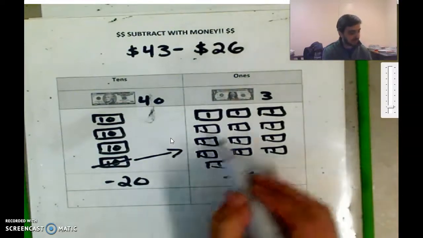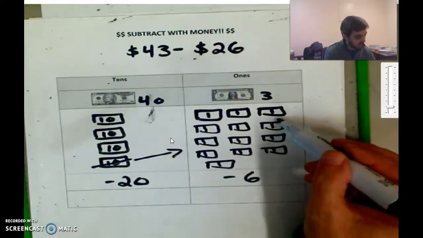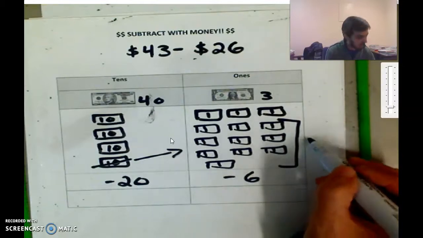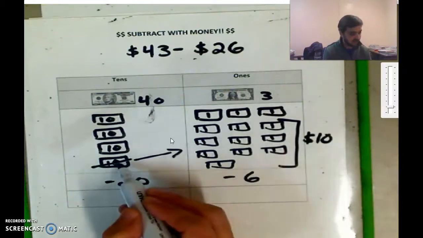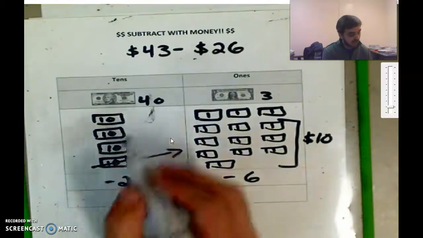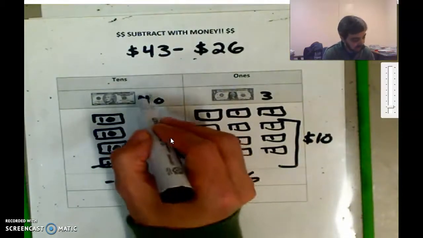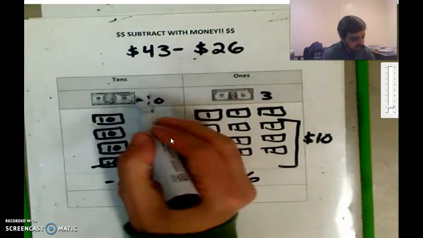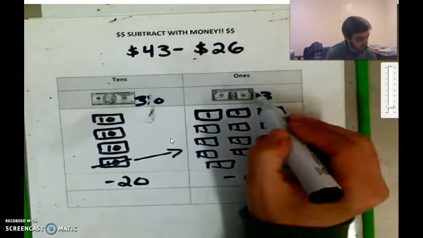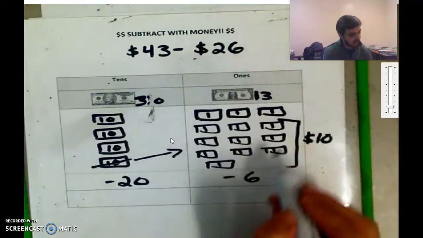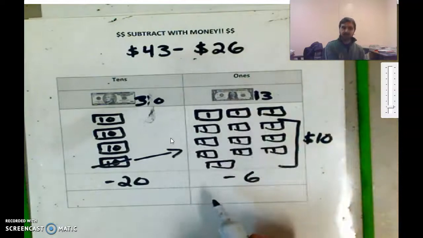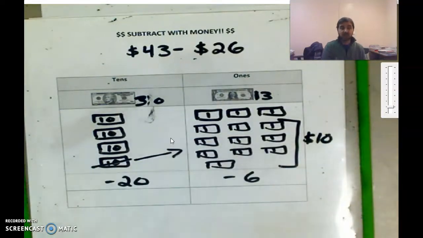So each of these is a dollar bill, okay? So these right here are the $10 that I just took from over here. All right, so now I don't have 40 over here. I have $30 over here. And over here, I have $13. I have 10 plus the 3 that we already had. Okay, but 30 plus 13 is still $43.